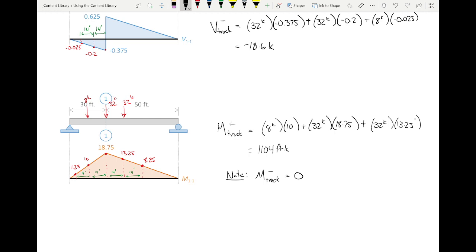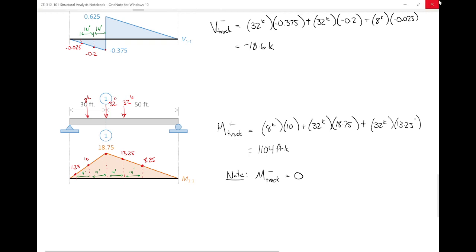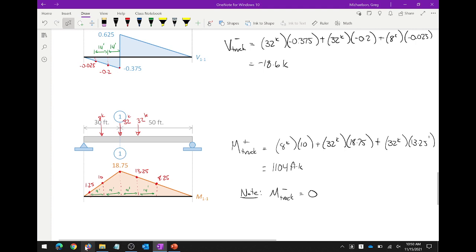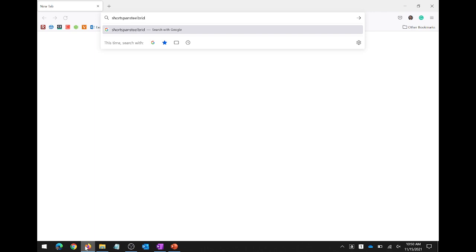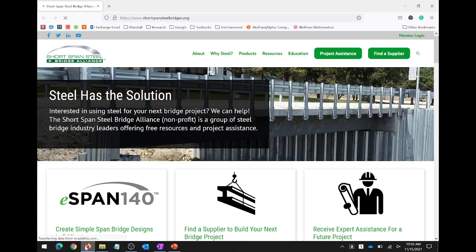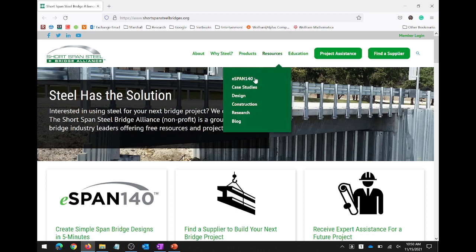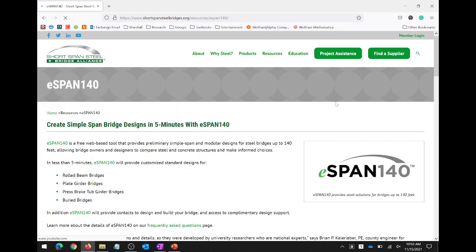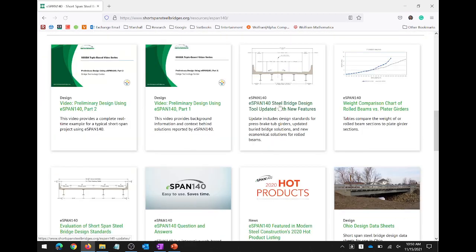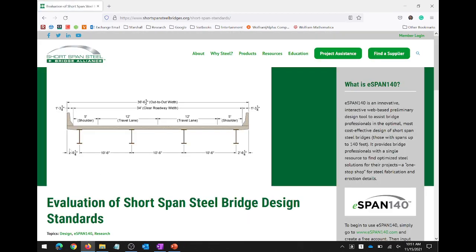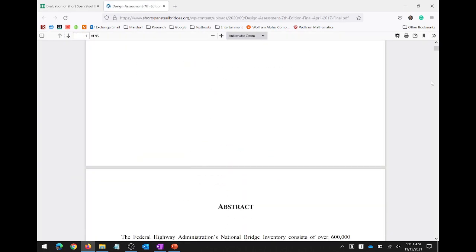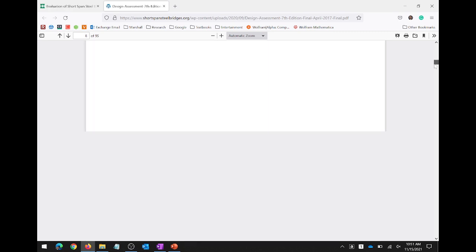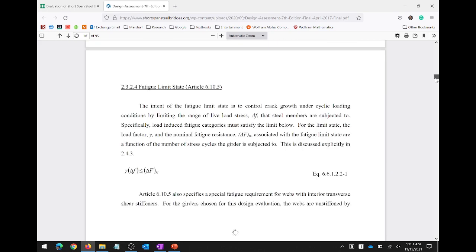If you will indulge me for like 1 minute, I'll show you something. So this is a design report that I did a while back, where I was assessing some standard steel bridge designs, and if I go to this Espan 140 resource, there was a report that I was part author on where we were analyzing some standards. And here's the report. If you look at some of the analysis that we did later in the report, I'll show you something and then we'll call it. But I want you to kind of see what this looks like in the real world.